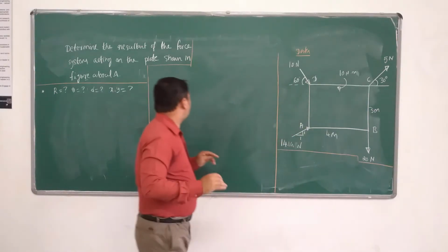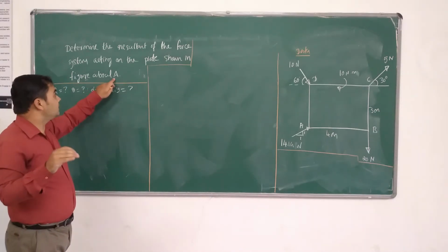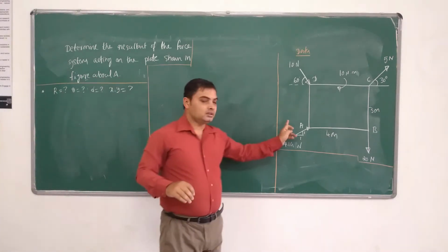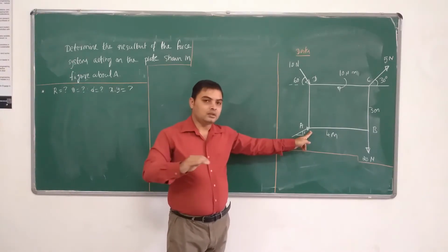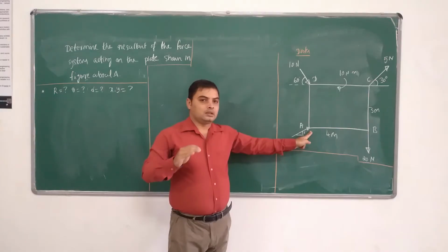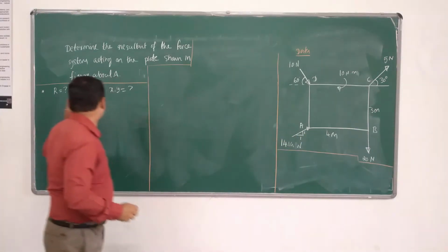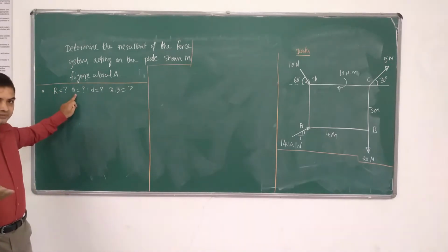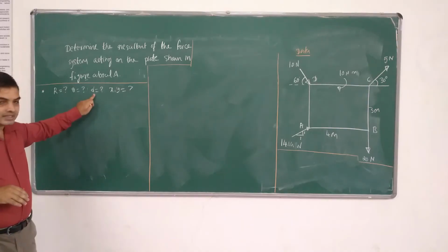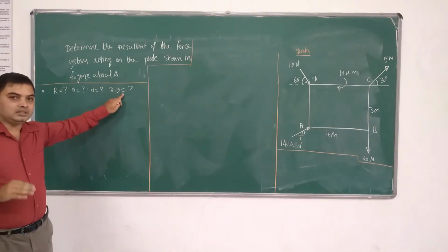Now in this problem, it is asked to locate the resultant force with respect to point A. Therefore, we have to calculate the moment about point A. So the first step is to calculate the resultant force. Then we have to calculate the inclination of the resultant force, theta. Then its distance from point A. Then the x and y intercepts of the resultant force.